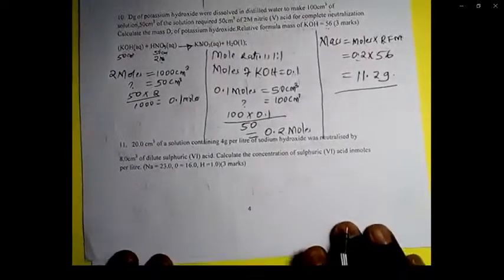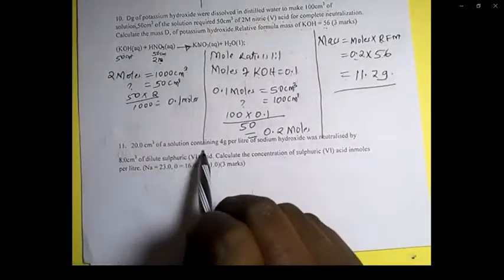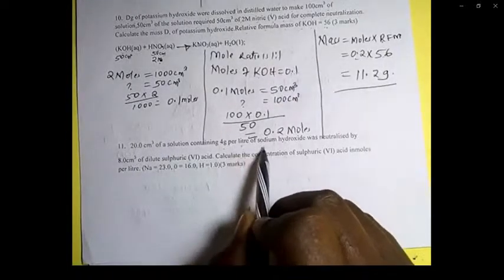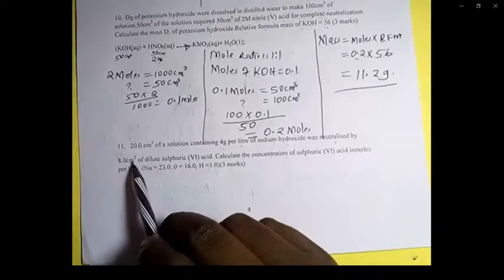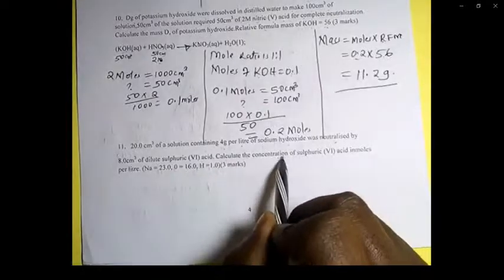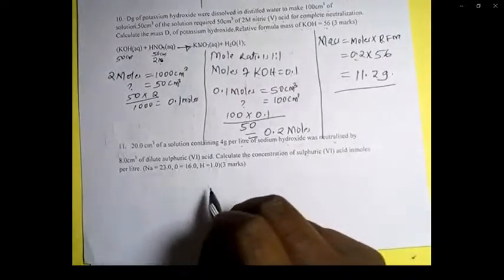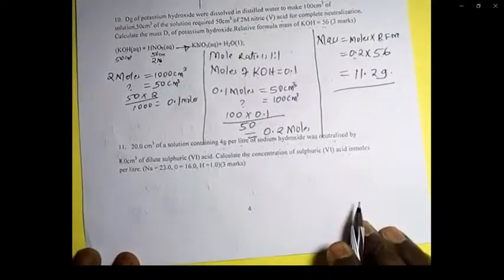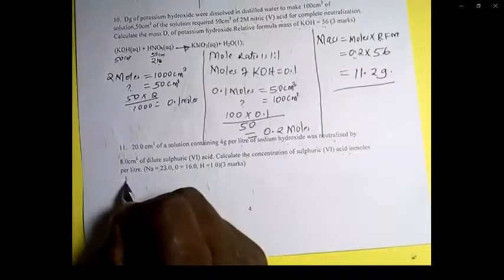Next question. 20 centimeters cube of solution containing 4 grams per liter of sodium hydroxide was neutralized by 8.0 centimeters cube of dilute sulfuric acid. Calculate the concentration of sulfuric acid in moles per liter. I want to do this for you using two methods. So I will start with method number 1.